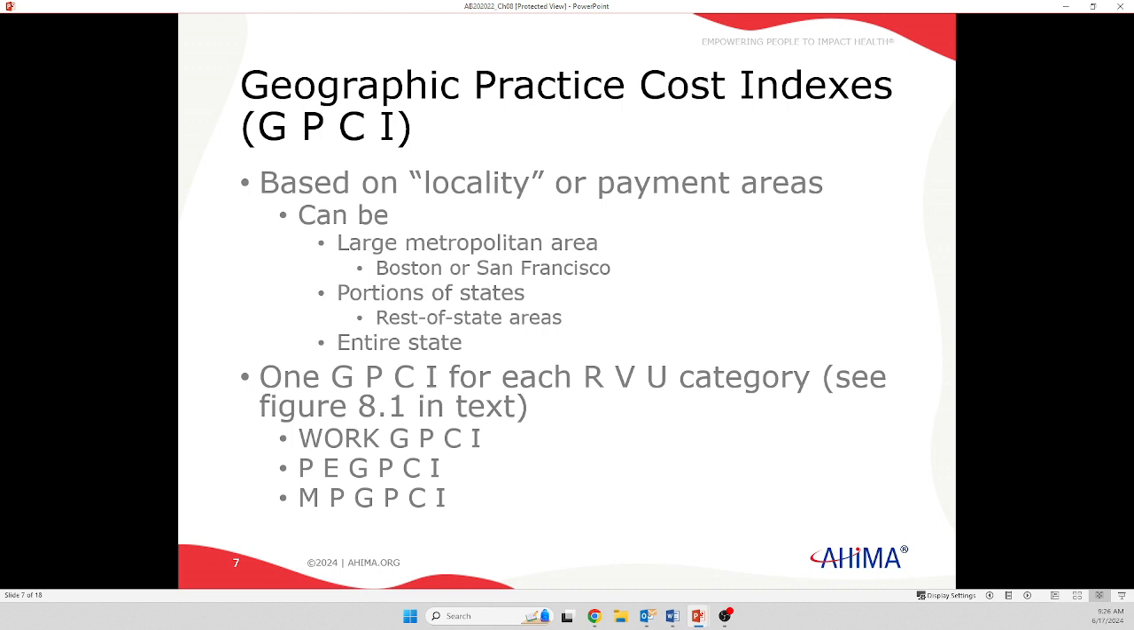In the textbook, figure 8.1 on page 158 shows you an example of that GPCI. You can see that the GPCI is applied to each of the categories. So we have a GPCI for the work, a GPCI for the PE, as well as a GPCI for the MP. So one GPCI for each of the three RVU categories. And you can see where it is listed there in figure 8.1. So everything is adjusted for that.